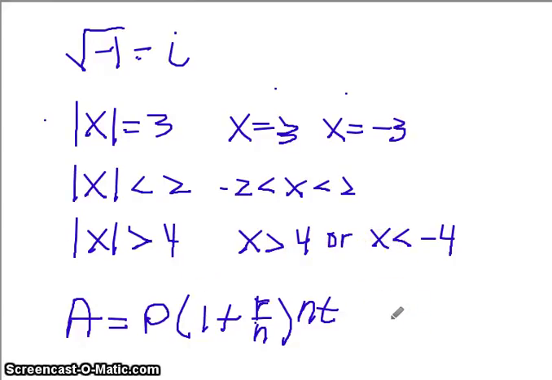Also, please remember that the formulas are not given to you on the test, so you do need to know this formula here as well as the shampoo formula. I'm going to give you some other advice in a moment.